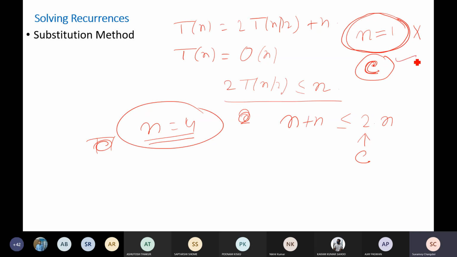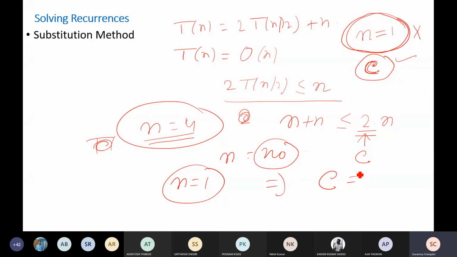I will not go for choosing the next value. For C, you can go for choosing the next value of n0, no problem. But here when n equals to 1, we are getting some value of C which is satisfying the equation Tn is less equals to C into n, right or not? Yes, sir. So that is the main thing.